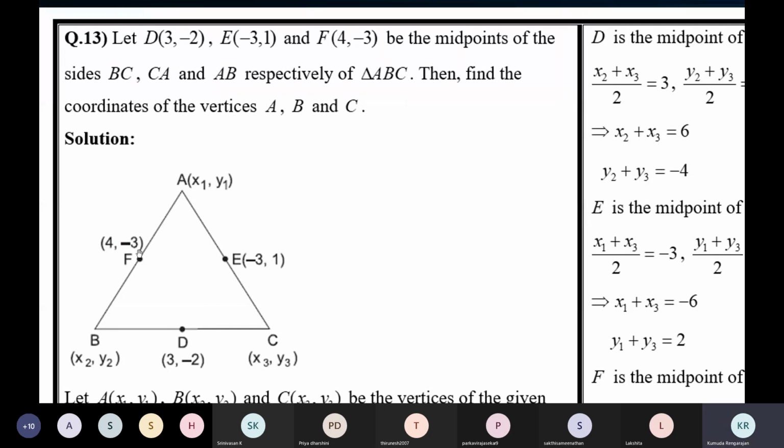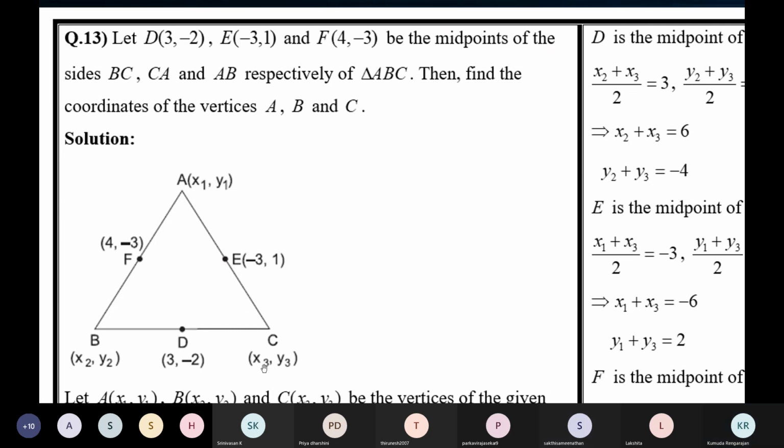So see here. What is x1? Answer carefully. I'm talking with respect to this figure. When I say x1, x2, I'm talking with respect to this figure. Now tell me, children, okay, let me ask something else. What is x1 plus x3 by 2 equal to?